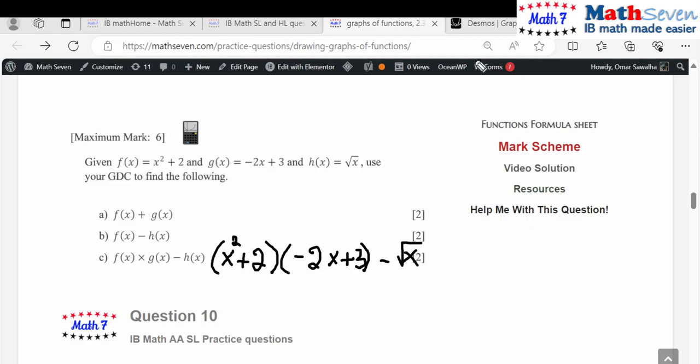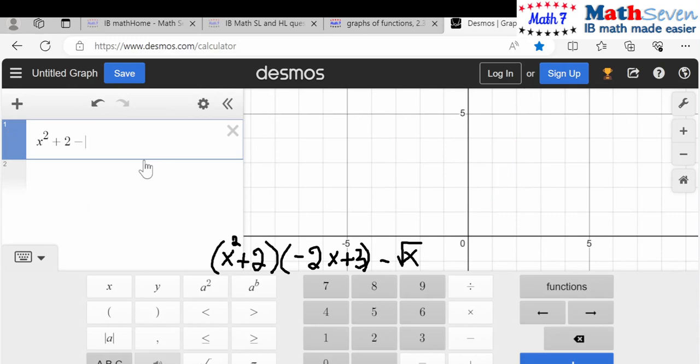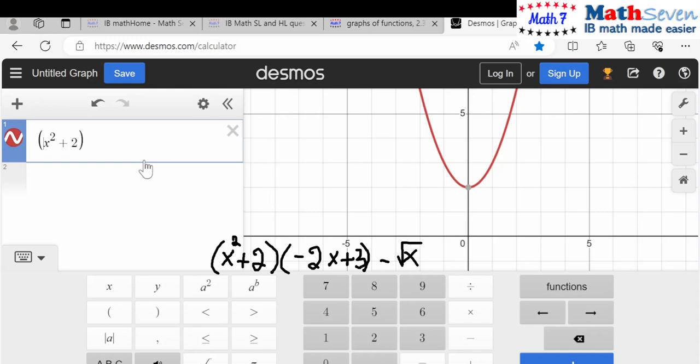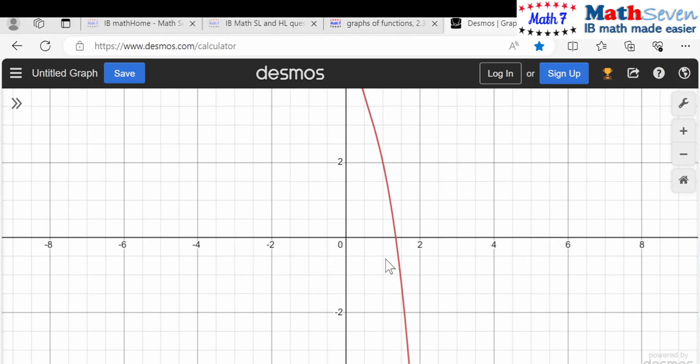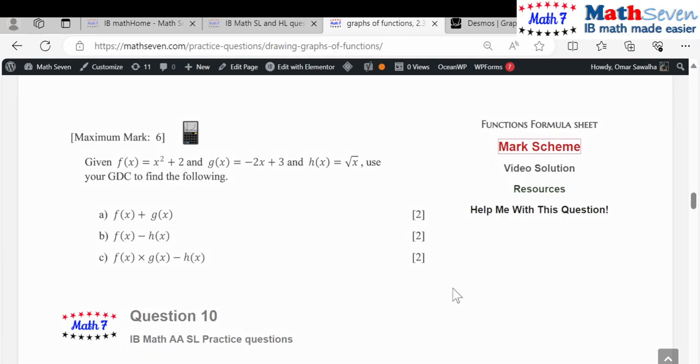Or you can just insert this all in your calculator. So you're going to go like this: x squared plus 2, close the bracket, and there's another bracket here, so you open another bracket that says minus 2x plus 3, close the bracket, and then minus radical x. There you go. That's the graph of your new function. It looks something like this. Check on your Mars scheme.